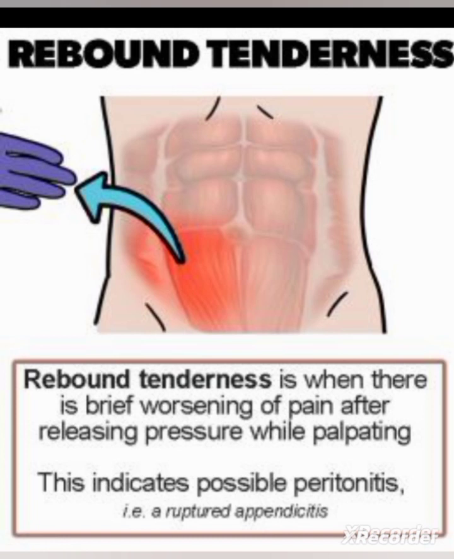Next one is rebound tenderness. Rebound tenderness is when there is brief worsening of pain after releasing pressure while palpating. This indicates possible peritonitis, that means a ruptured appendicitis that leads to peritonitis. So when we observe rebound tenderness, that indicates the patient's appendix has ruptured. That leads to peritonitis.